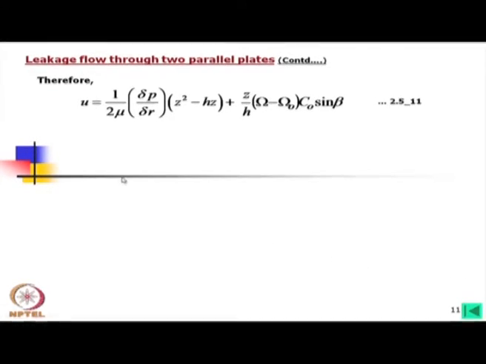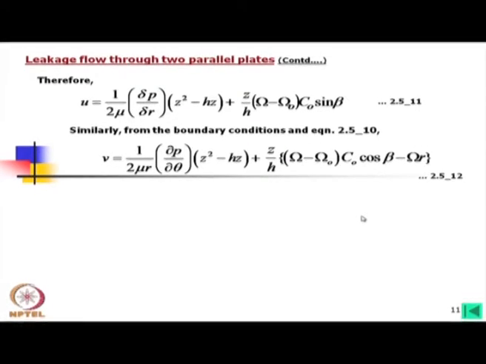Then u will become 1 by 2 mu del p by del r into z square minus h z plus z by h omega 0 c 0 sin beta.